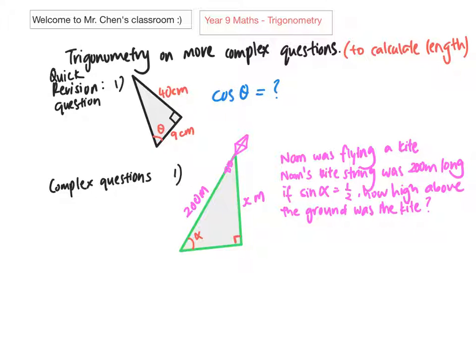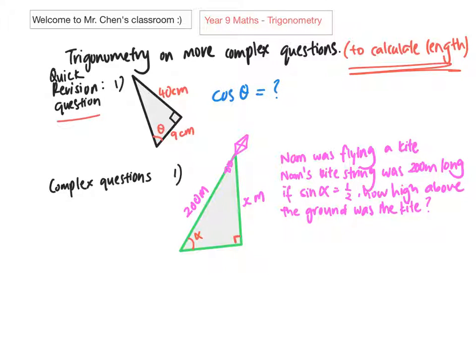Chan's classroom again. So today in trigonometry we will be looking at how to use trigonometric ratios to solve more complex questions, especially to calculate the length of an unknown side. But before we start, we're going to do a quick revision.